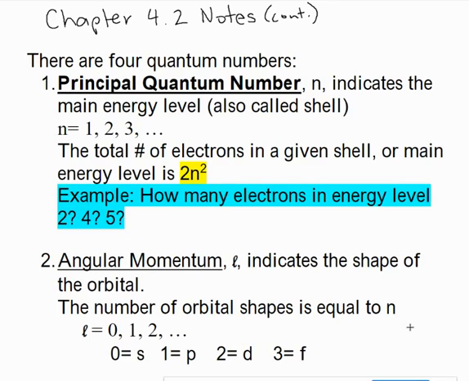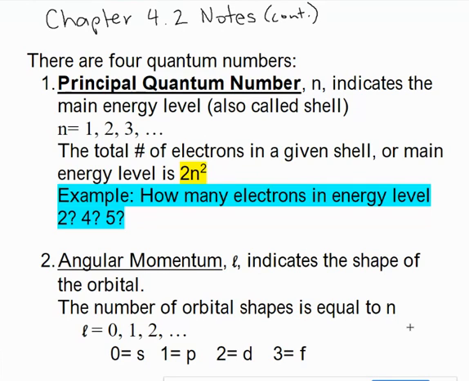Hello, today we're going to finish up chapter 4.2 notes. We will be talking about the quantum numbers of an electron. So there are 4 quantum numbers, starting with the principal quantum number, lowercase n, and it tells us the main energy level of that electron.